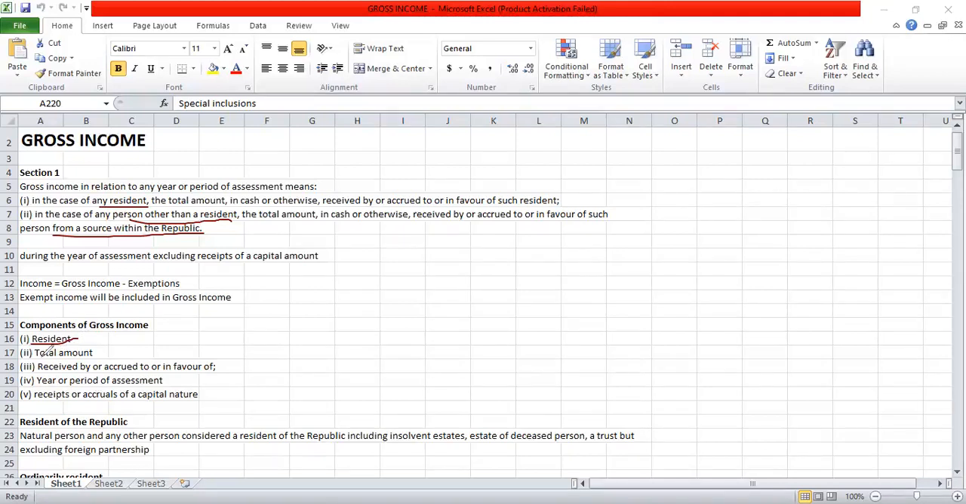Right. Then total amount, which is received by or accrued to or in favor of, in the year or period of assessment, and which is not of a capital nature. So the income should not be of a capital nature. Now there are various issues that have to be covered on each and every item there. So you have to understand each and every item there.